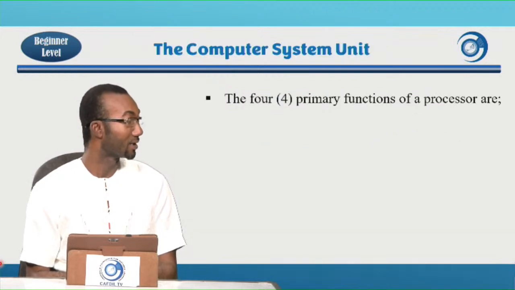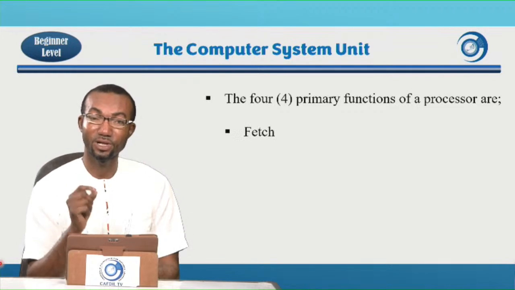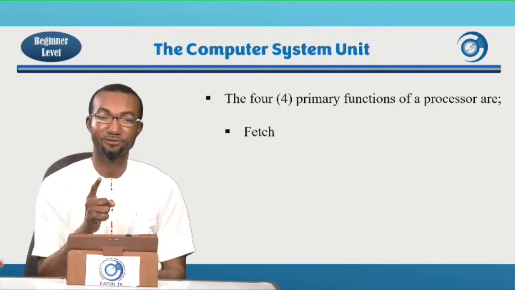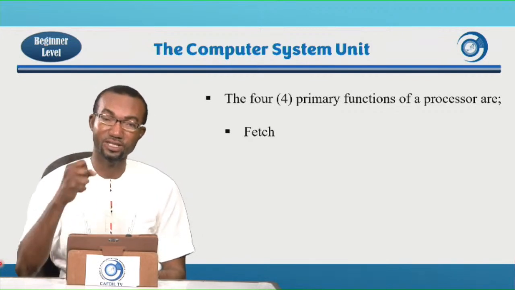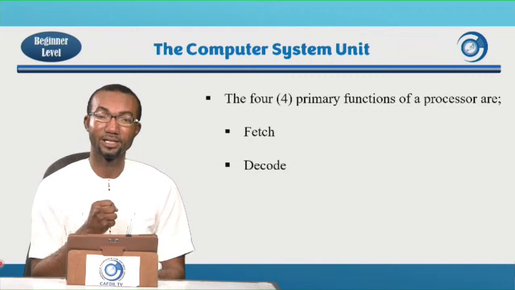The four primary functions of the processor. The first one is to fetch information from the RAM. That's the first function of the processor, to fetch information from the RAM, or take information from the RAM. The second one is to decode, give meaning to the information. The processor receives data. What am I to do with this data?